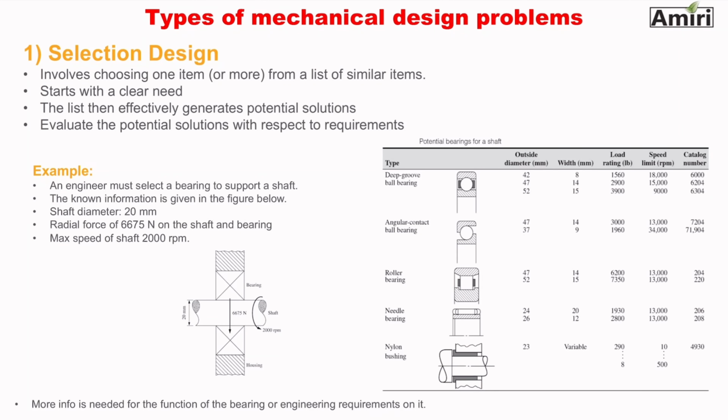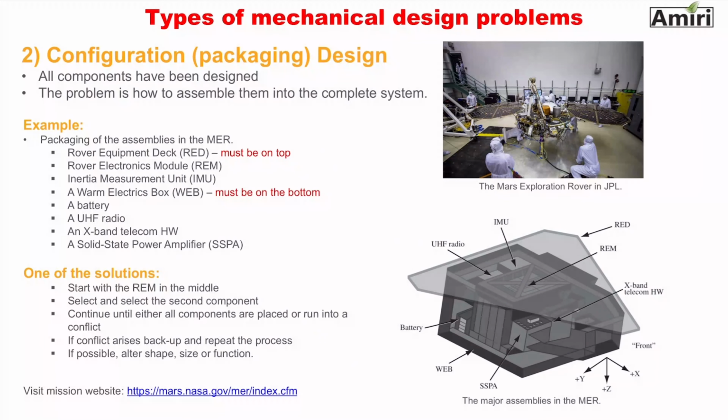The example is self-explanatory here. You need to select a bearing for a specific shaft. The torque, dimensions, and so on were given. You go to the handbook and you select the option that you think is most efficient for your design.